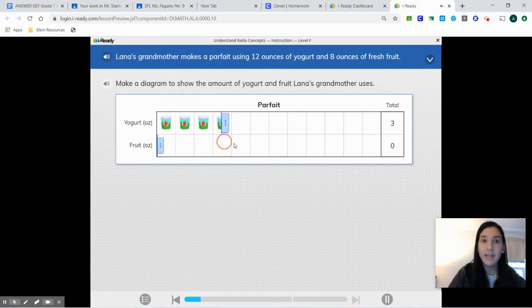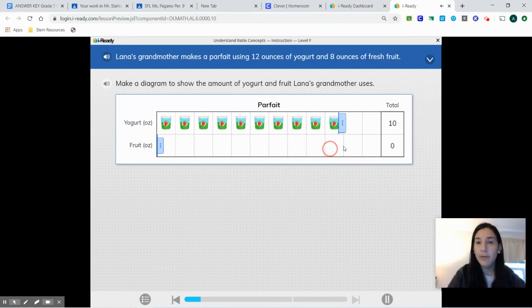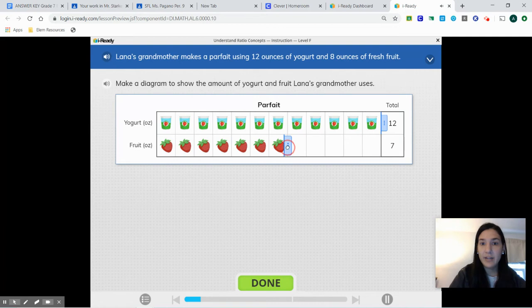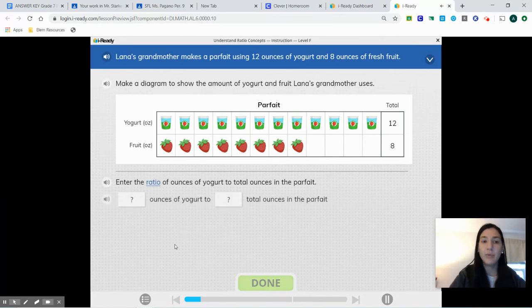Okay, so we have 8 ounces of yogurt, so we're going to keep going over till it says 12, which is all the way. And now we have 8 ounces of fruit. So we go 8, so we have 12 to 8 in our little total column. And now we're going to write it as a ratio down here.